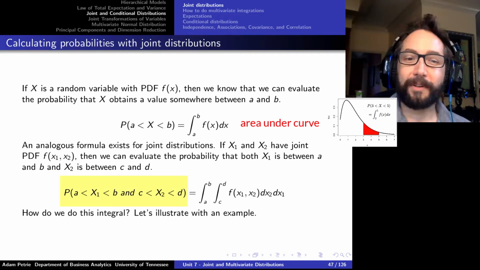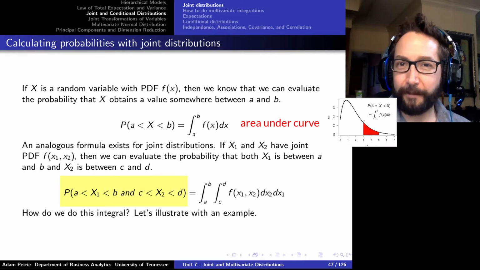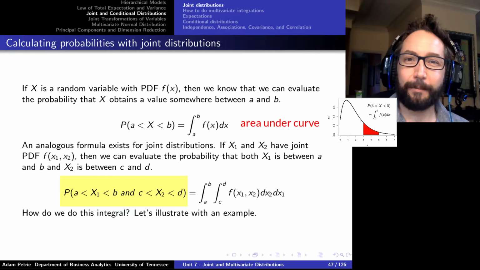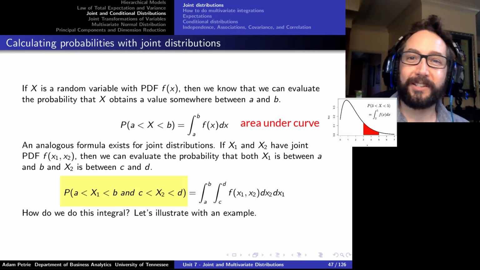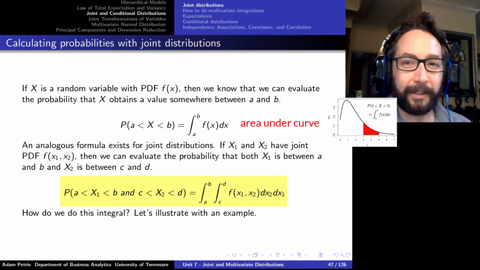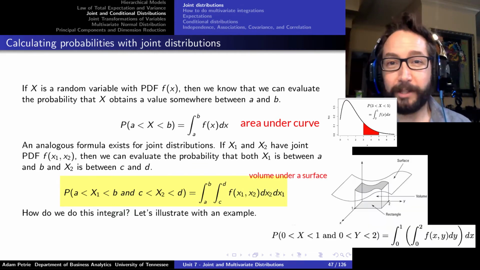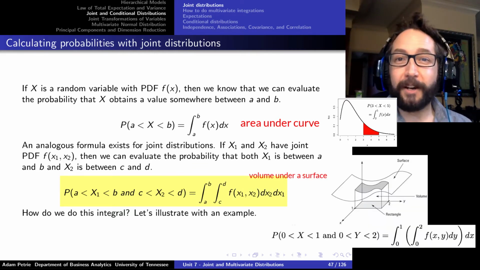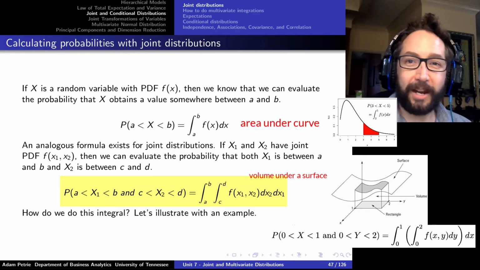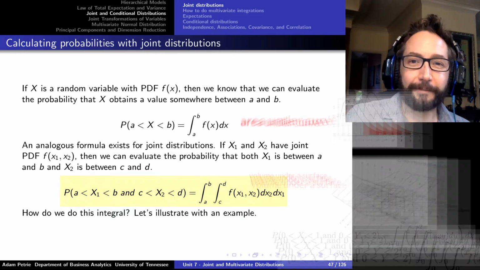Figuring out the probability of finding, say, x1, my first random quantity, inside of a range a and b, and my second random quantity x2 inside of a different range between c and d. Well, that would be the double integral of my formula for the joint PDF, where I'm varying x1 over that range a to b and x2 over that range c to d. So it becomes the volume of the space underneath the surface described by the curve of my joint PDF.